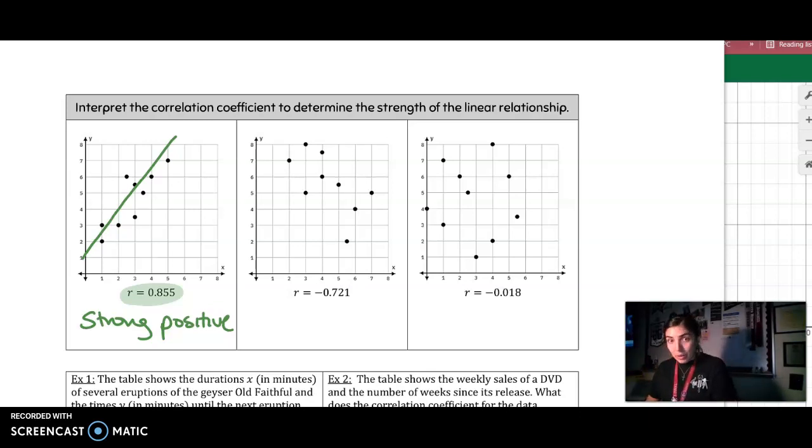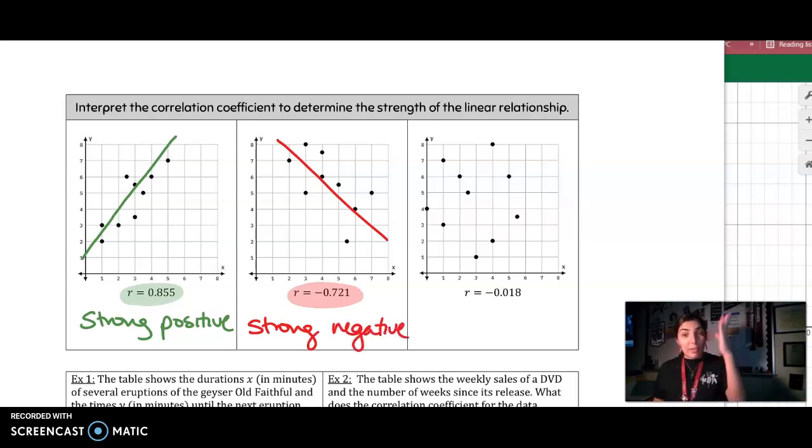If you look at the next one, this is going downhill, and because the number is negative 0.721, it would round to -1, so this is a strong negative correlation. The graph's going down, but that correlation coefficient, R, on my number line, would be closest to strong negative as opposed to weak negative.